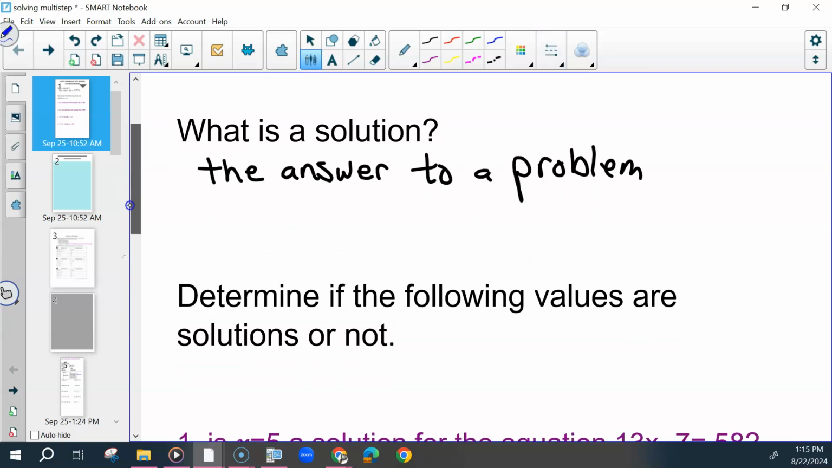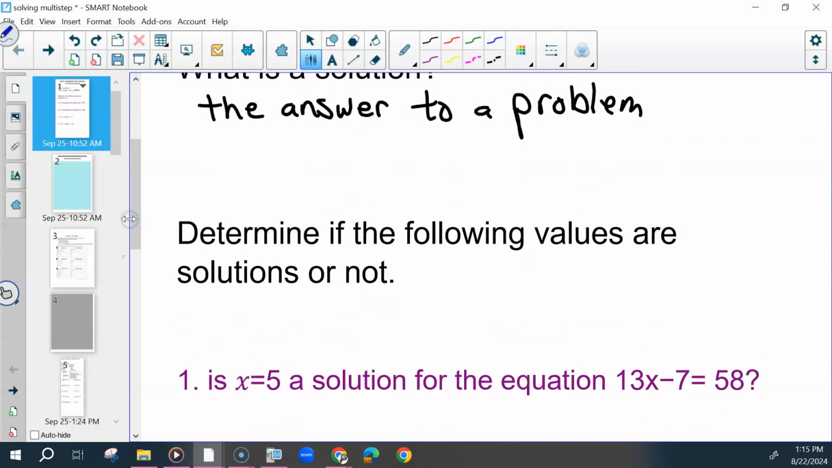Okay, so the answer to a problem. Now, what if I had, is x equals 5 a solution for this equation? Let's say I solved it already, you don't see that word, but I got this as an answer. How could I figure out if this is the actual answer or not? I could do that, I will show that later, but if we wanted to do it algebraically, how could I double check that this is my correct answer?